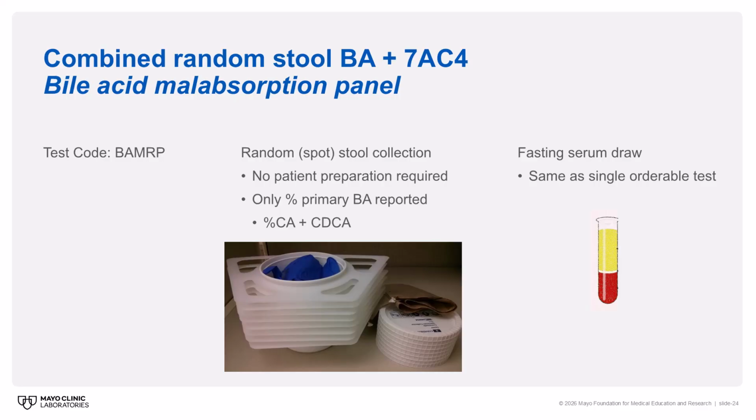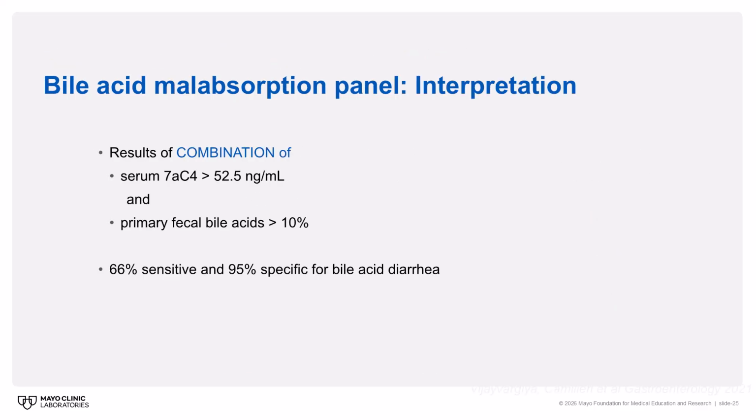The second sample to be collected will be the fasting serum sample on the same patient at or around the same time as the stool sample collection. And the collection and the resulting is exactly the same as the single orderable test for 7-alpha-C4. The interpretation of this combination test is shown here, where a result of serum 7-alpha-C4 of greater than 52.5 nanograms per mL and a primary fecal bile acid result of 10% or greater has 66% sensitivity and 95% specificity for bile acid diarrhea.